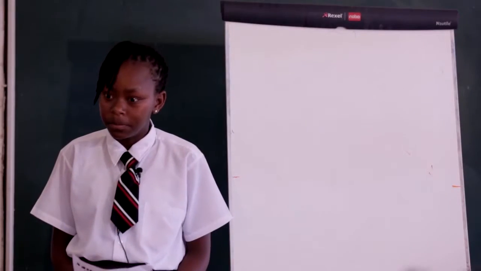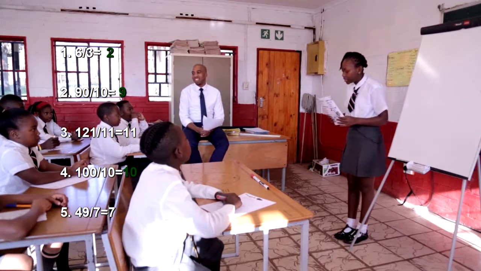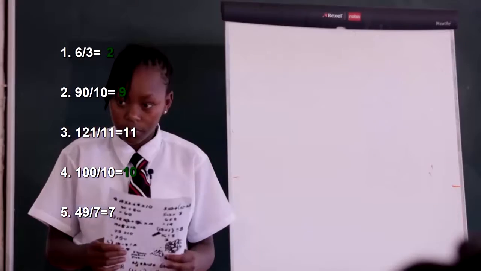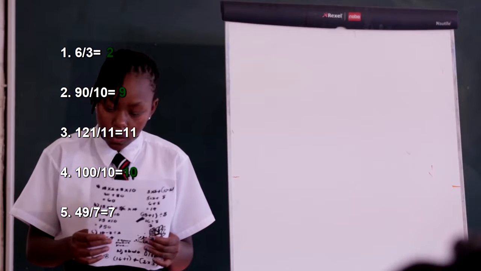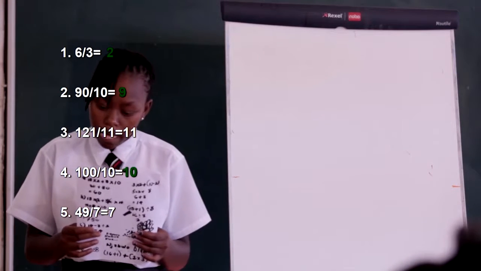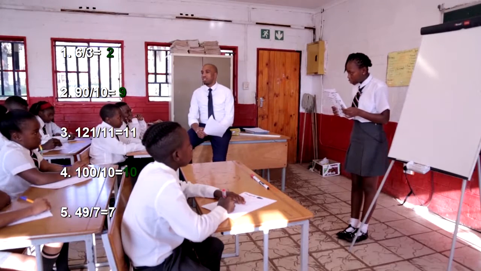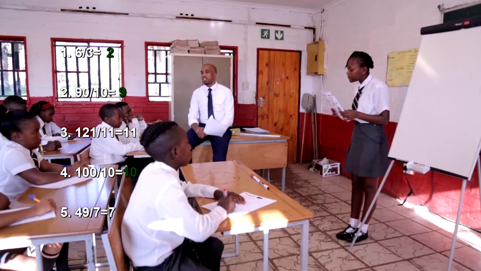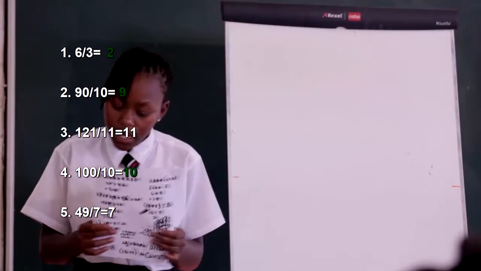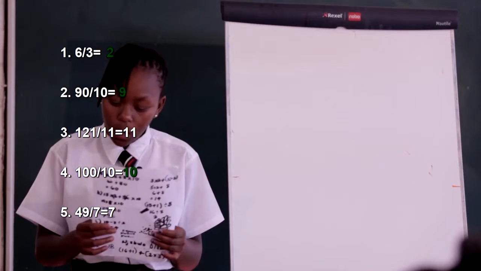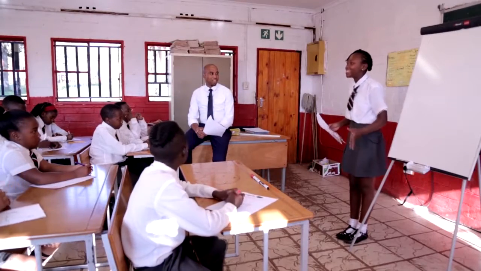And stop. Let's go for the solutions. Number 1, 6 divided by 3 equals 2. B, 90 divided by 10 equals 9. C, 121 divided by 11 equals 11. D, 100 divided by 10 equals 10. And then E, 49 divided by 7 equals 7. I hope you enjoyed mental maths today.